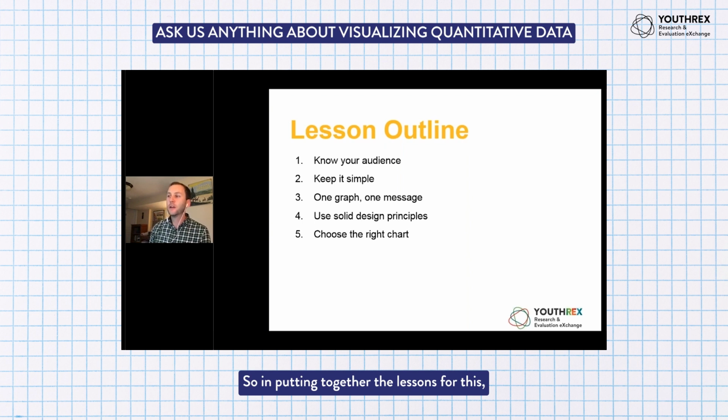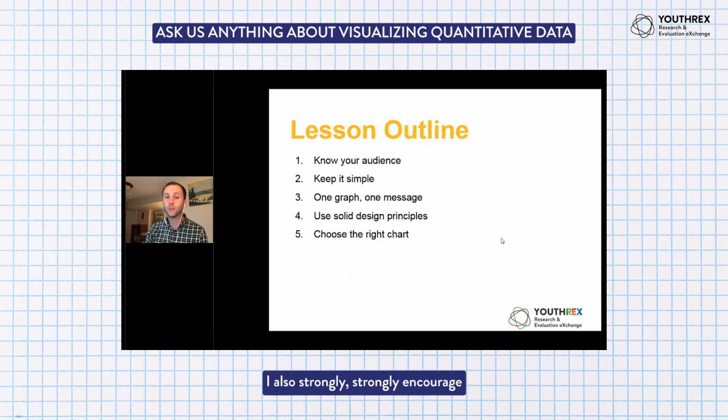So in putting together the lessons for this, especially Module 4A, I really focused on 4 areas. Number 1 is knowing your audience. Data visualization is only as useful as you make it in terms of communicating with a specific audience that you want to communicate with. So if you're working with a highly technical audience, you would want to communicate in one way. If you're working to communicate with program staff, you're going to communicate in a very different way. If you're working to communicate to funders, you're going to communicate in a different way. But the most important first step is really to think about who your audience is.